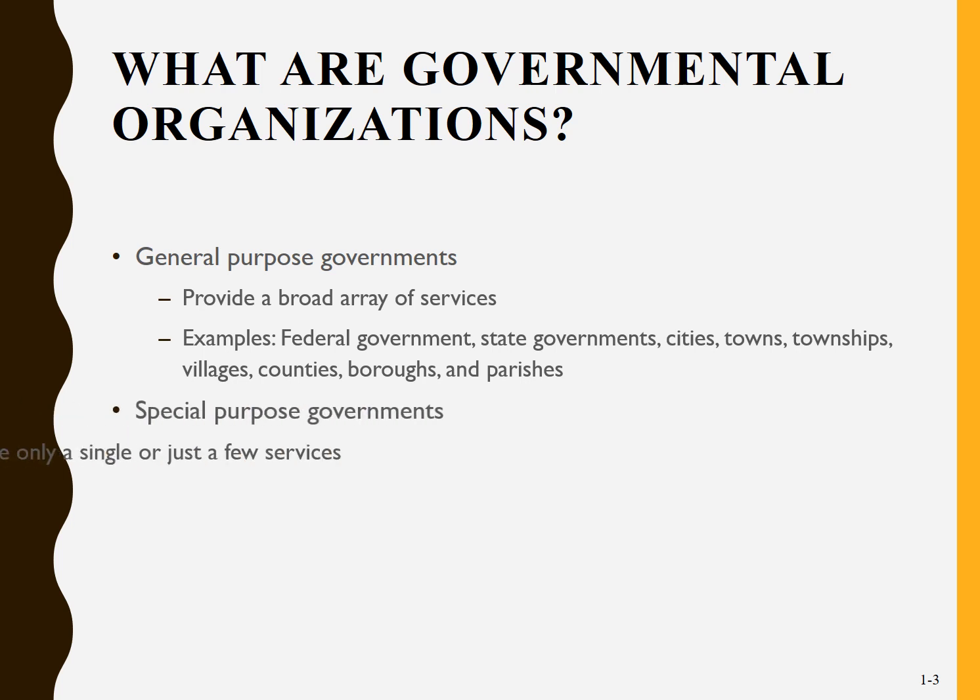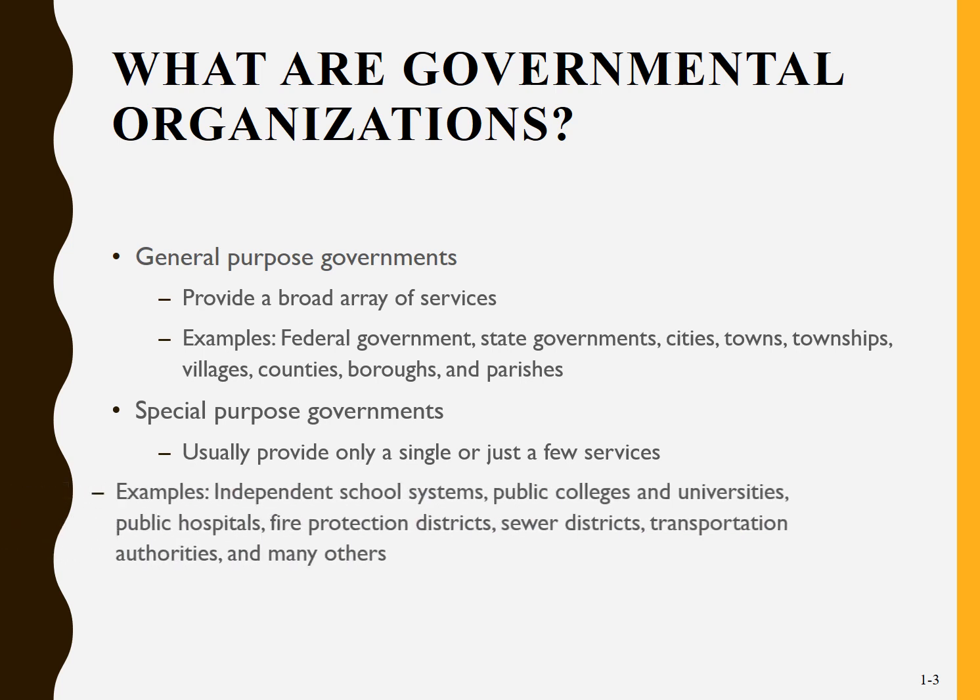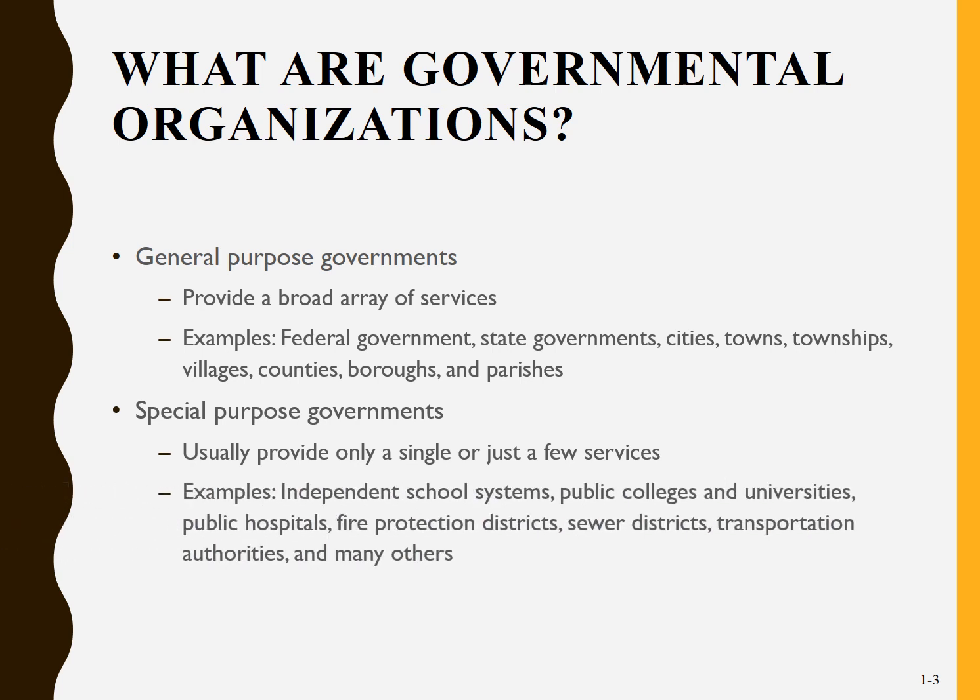Then there are special purpose governments. These usually provide just a single service or a few services. Examples of these are school systems, public colleges like UAB, public hospitals, fire protection districts, sewer districts like the Jefferson County sewer system, and transportation authorities like MARTA in Atlanta, which is an example of a special purpose government, and there are many others.